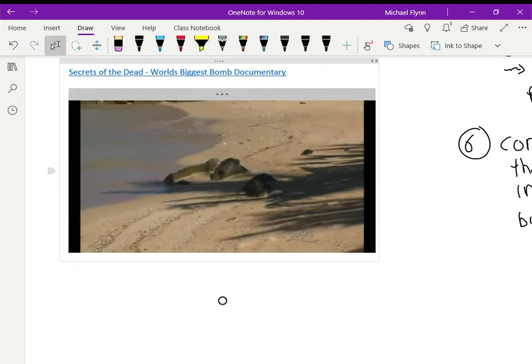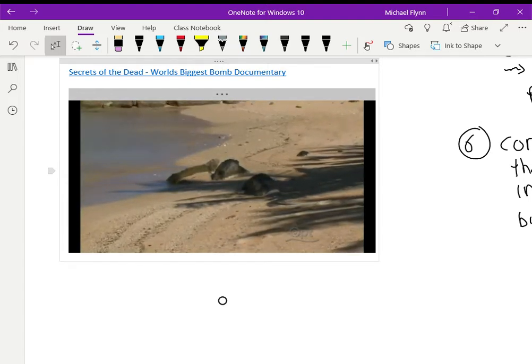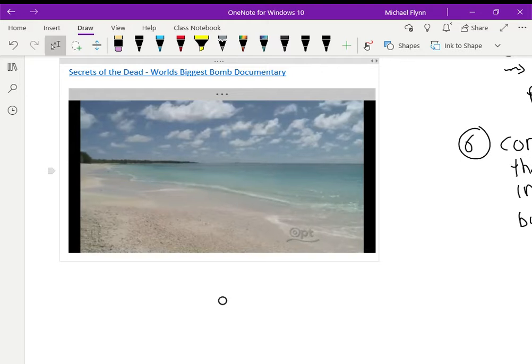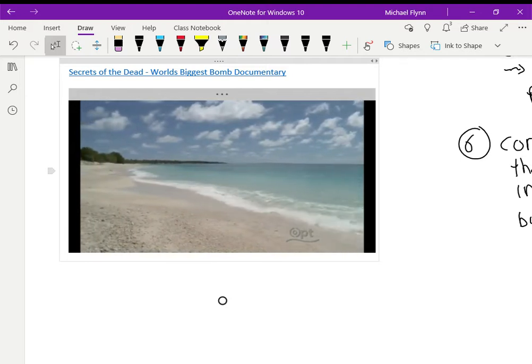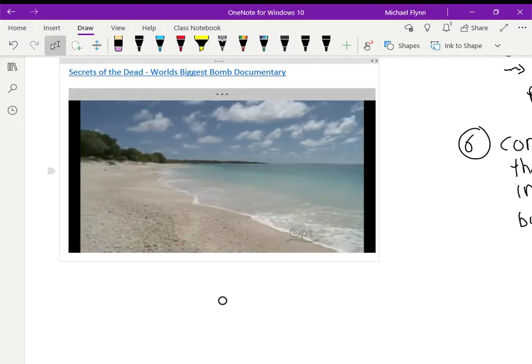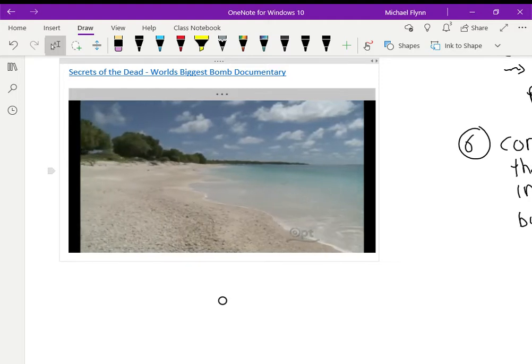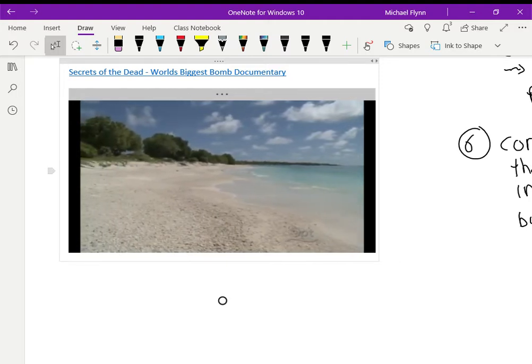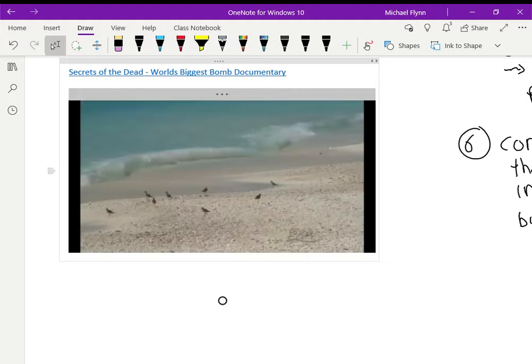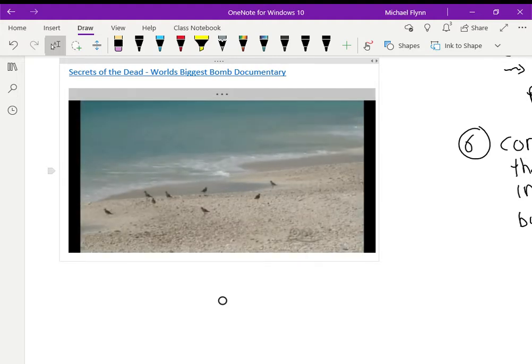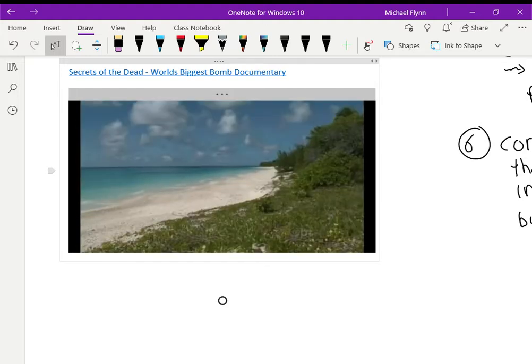Agnew was now a key member of the team created to keep the United States ahead of the Soviet Union. And a series of vast experiments would be conducted here on Bikini Atoll. One of the most remote and for many years, most secret places on Earth.